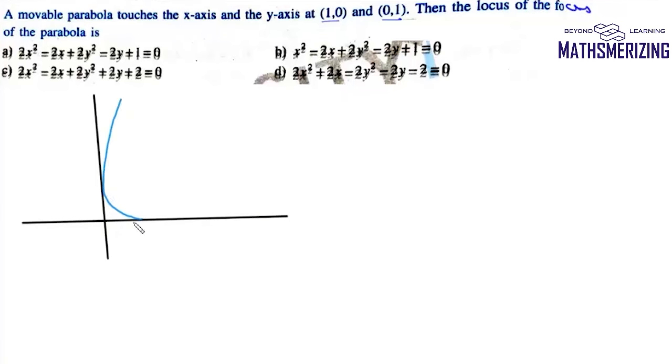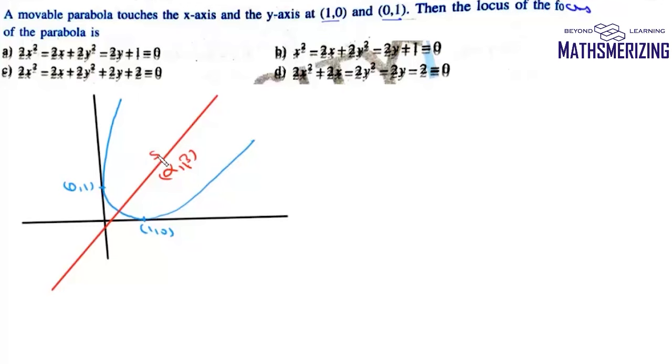It touches the x-axis at (1, 0) and the y-axis at the point (0, 1), and we need to find the locus of its focus. So suppose the focus is (alpha, beta). Now we know the property: the reflection of the focus about any tangent to a parabola will always lie on the directrix of the parabola.